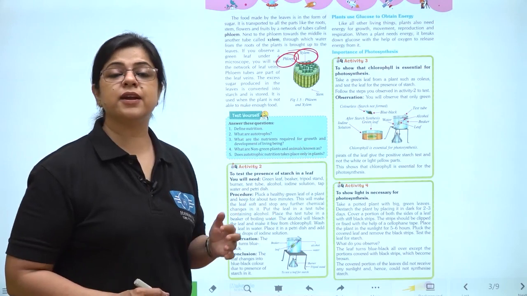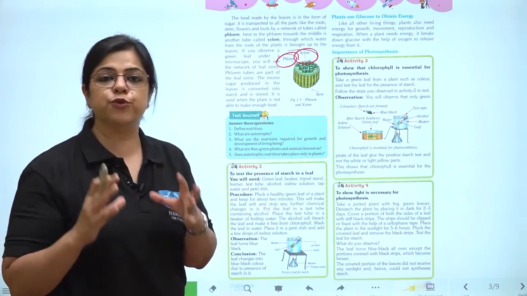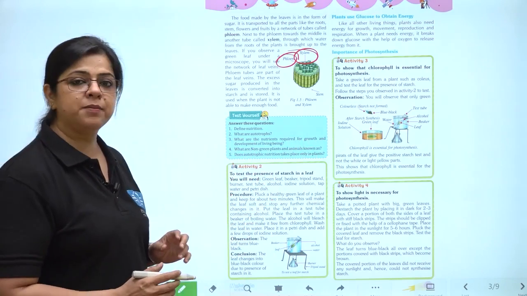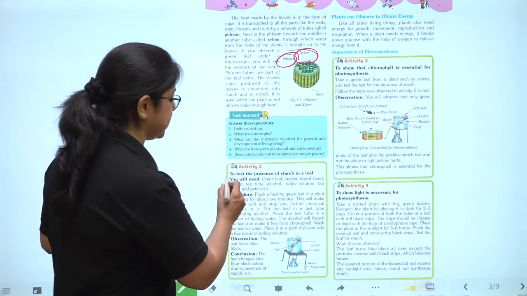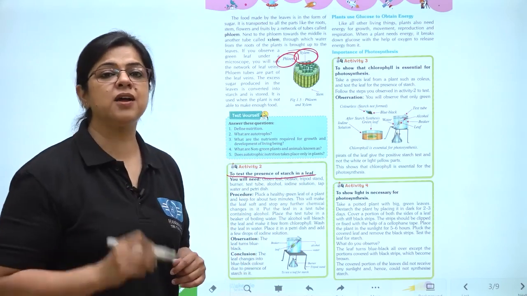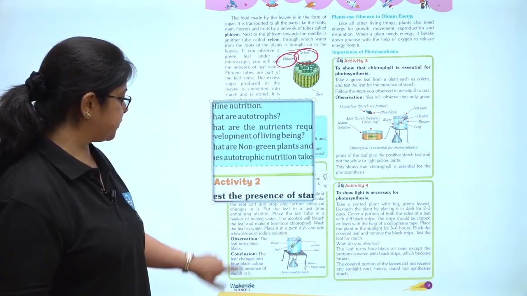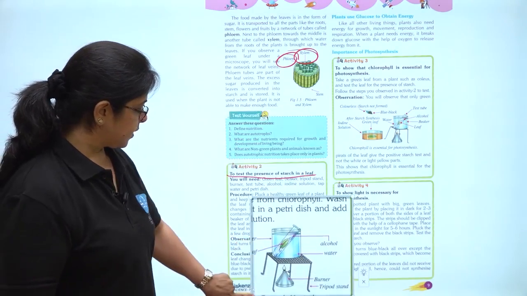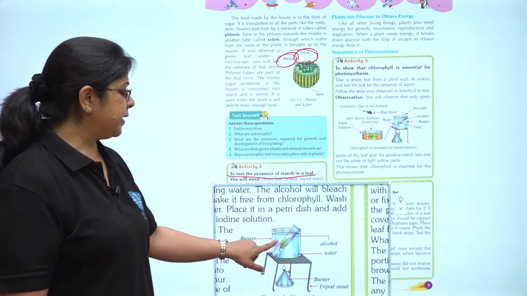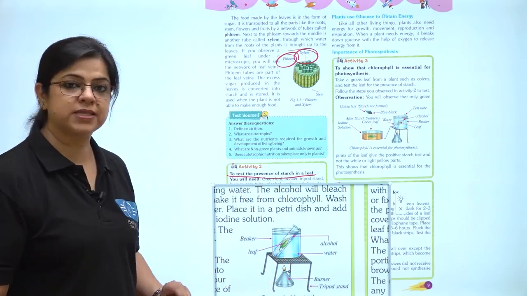Now let us understand a few examples to study and prove that food is made in the leaves of the plants. The first experiment that we are going to learn here today is testing the presence of starch in the leaves. Now, as you can see in the apparatus, we have taken a beaker and a test tube inside the beaker, and we are heating it over a tripod stand.